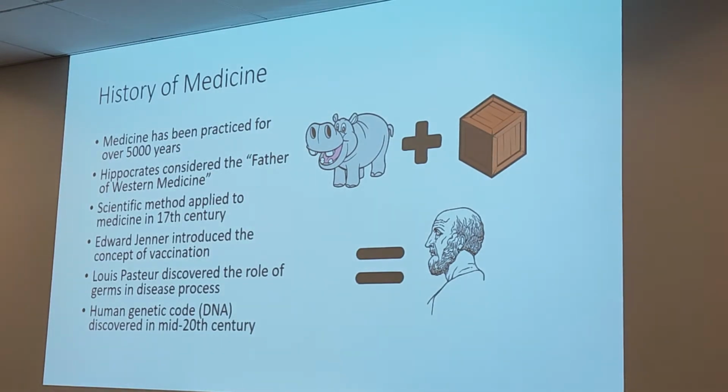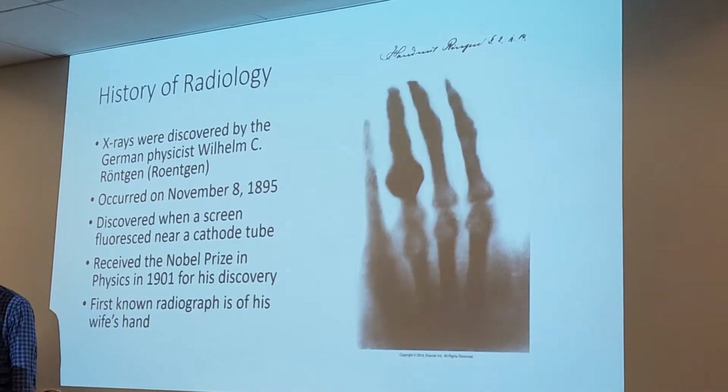And then the human genetic code, DNA, was discovered in the mid-20th century through contributions by Watson, Crick, and Franklin. X-rays, on the other hand, were discovered by a German physicist. But notice that he wasn't even a doctor. He was a physicist named Wilhelm Röntgen.